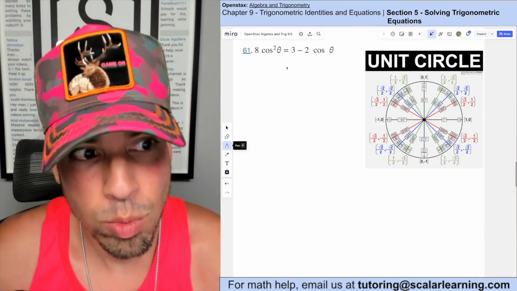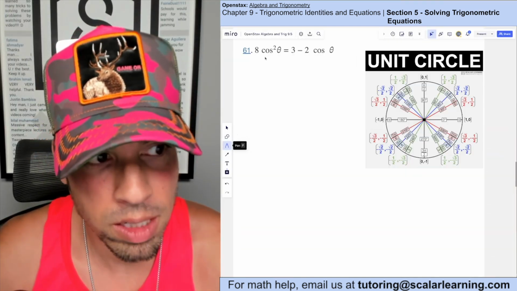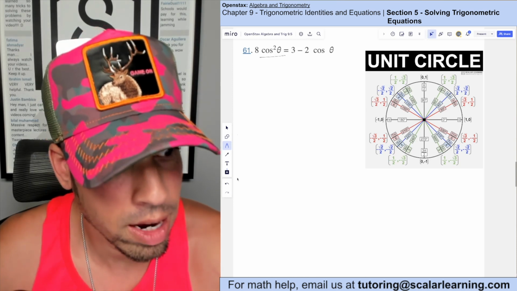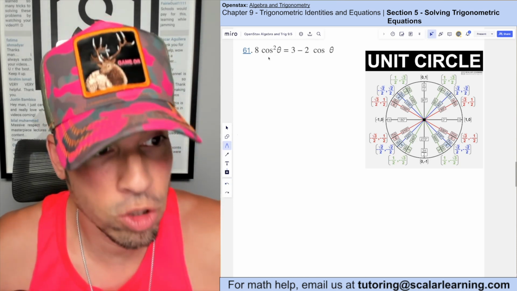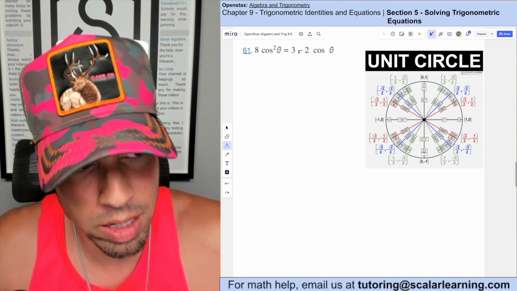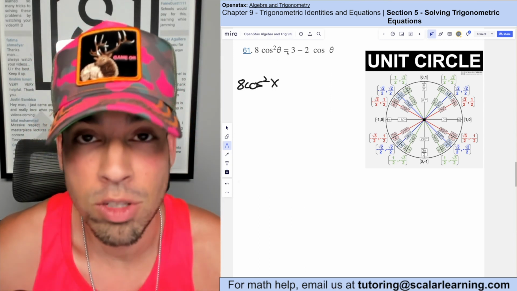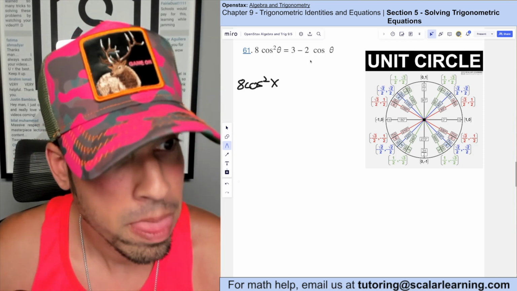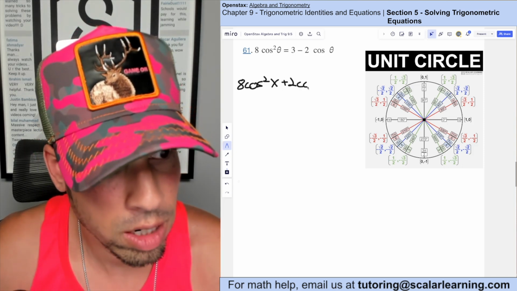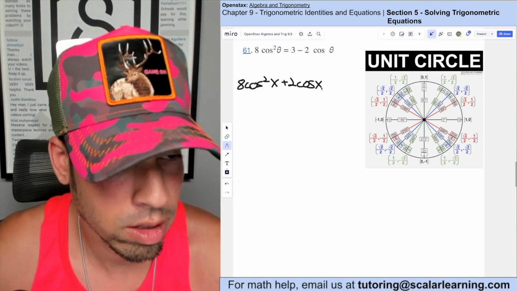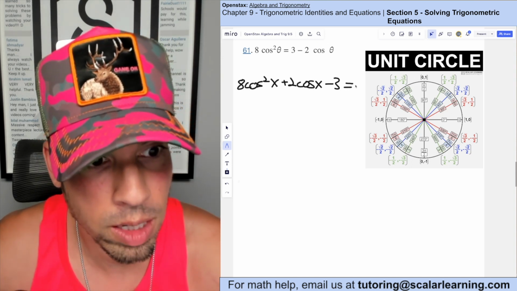Done. So for this one, we're going to start by using the zero product rule by setting everything equal to 0, because I have that nice quadratic, right? Something squared, something not squared to the first power, and then a constant. So we have 8 cosine squared, and I'm going to say x instead of theta, just using a different variable because it's easier to write. And then I'm going to add 2 cosine theta, or cosine x in this case, to the left side, and also going to subtract 3, and now we got this equal to 0.